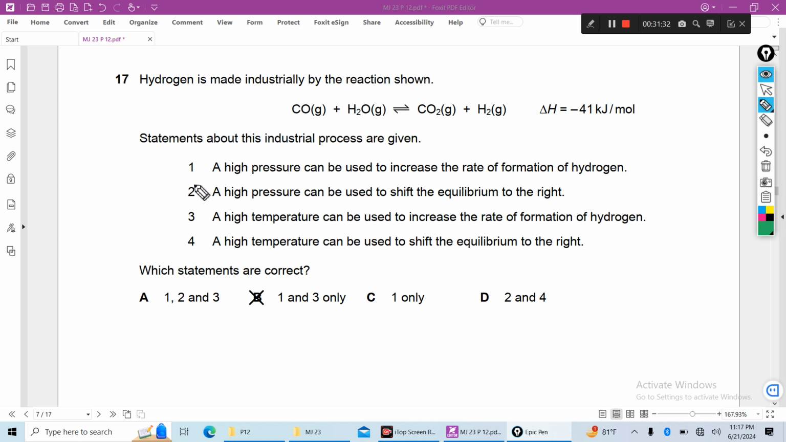But why 2 and 4 are wrong? A high pressure can be used to shift the equilibrium to the right. No. 1 mole, 2 mole, 1 mole, 2 mole. Pressure has no effect because there are the same number of moles on both sides. So 2 is wrong. Now why 4 is wrong? A high temperature can be used to shift equilibrium to the right. No. As the reaction is exothermic, at high temperature equilibrium will shift from right to left. So this is wrong. 1 and 3 is the right answer.